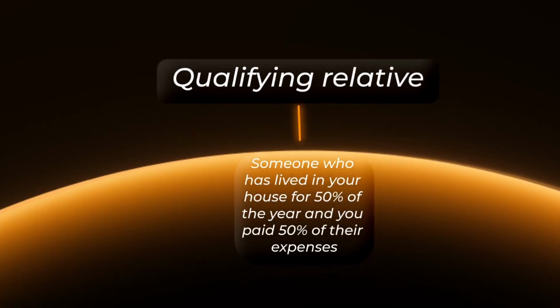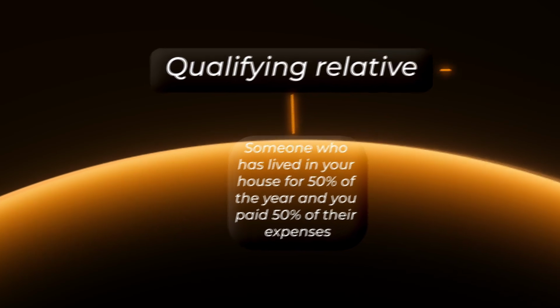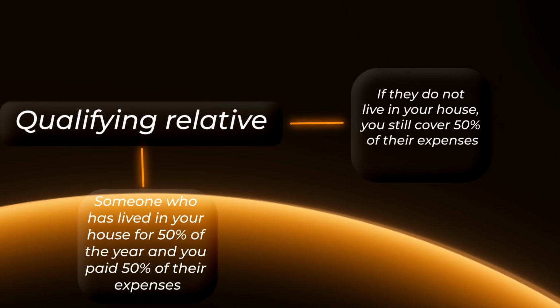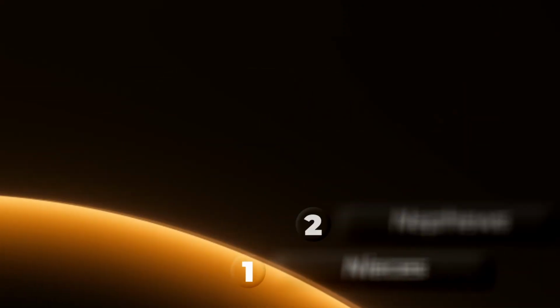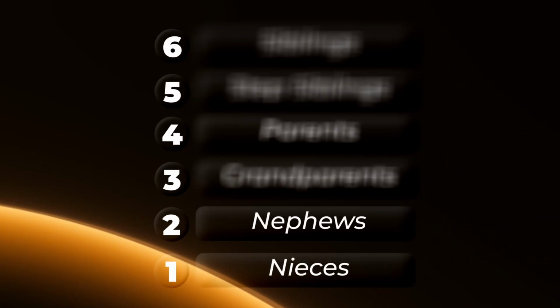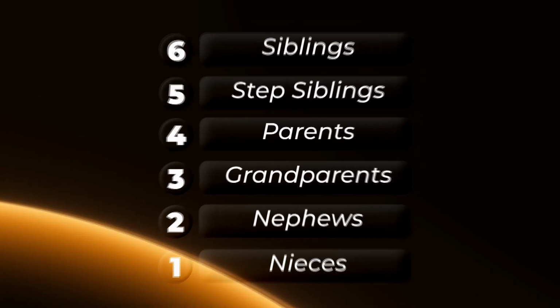A qualifying relative is basically someone who has lived in your house for 50% of the year, and again, you pay 50% of their expenses, or alternatively, if they do not live in your house, you still cover 50% of their living expenses and they're related to you. Common relations that you might see here are nieces, nephews, grandparents, parents, step-sibling, sibling. There's a larger list on the IRS website, which will be linked in the description below.